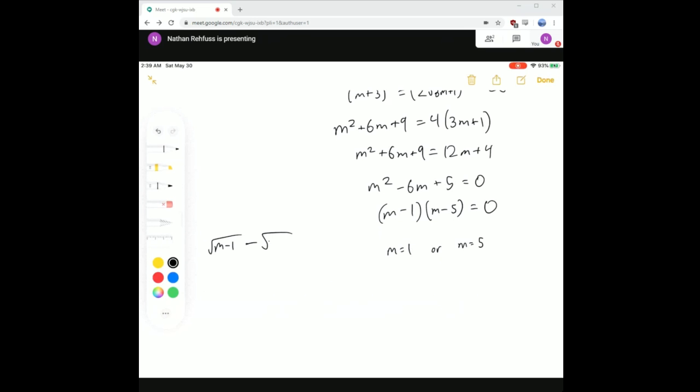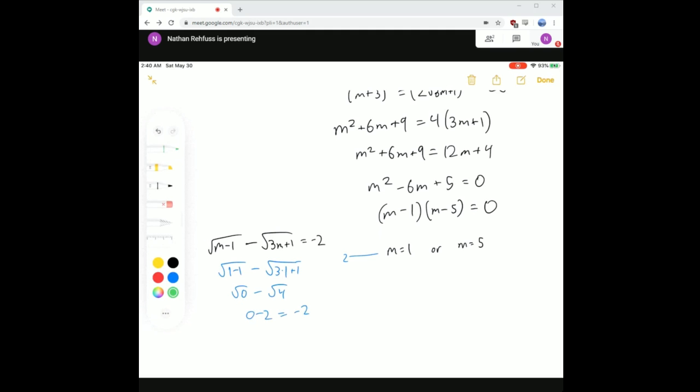If I plug in 1, I get root 1 minus 1 minus root 3 times 1 plus 1. So this is root 0 minus root 4, which is 0 minus 2, and that really is negative 2. So that one checks out.